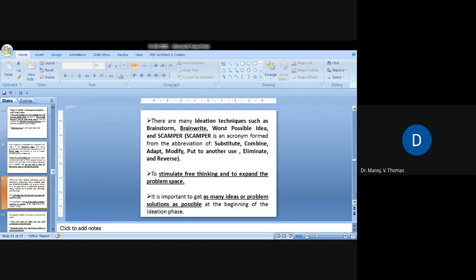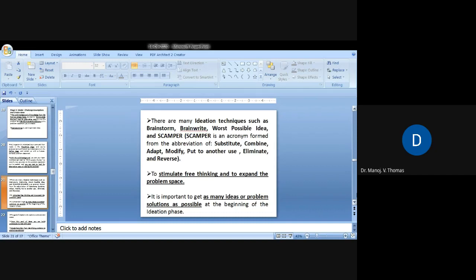There are many ideation techniques: brainstorming, brainwriting, worst possible idea, SCAMPER. It's an acronym. S stands for substitute, C for combine, A for adapt, M for modify, P for put to another use, E for eliminate, and R for reverse. So they are all ideation techniques. Brainstorming is nothing but you discuss with your friends and teammates. Brainwriting is also something like that, where you write whatever idea comes to your mind. Each person writes and passes it to their friends, and they add their own ideas, and finally you have a better idea. Worst possible idea means no idea is bad. That's the concept followed. Whenever a team member says something, it is noted down and given due weightage.